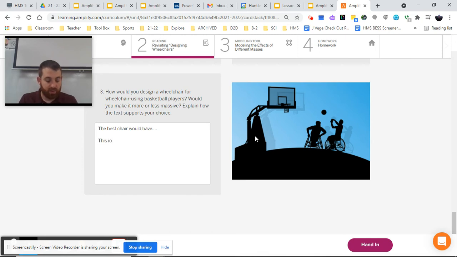This is supported by the text because, and this is where you'd bring in what you read in the text. So notice you're telling us what the chair would have, what it would look like in terms of its mass, and then what in the text helps you support that answer.